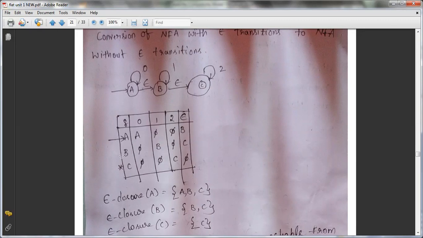Again, B on 0 is going to where? We don't know, it is a null state. B on 1 goes to B. B on 2 goes to the null state. B on epsilon goes to C. C on 0 goes to the null state. C on 1 goes to the null state. C on 2 goes to C. And C on epsilon goes to the null state.